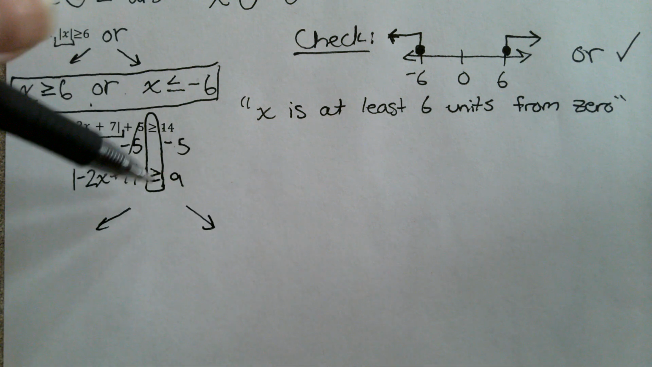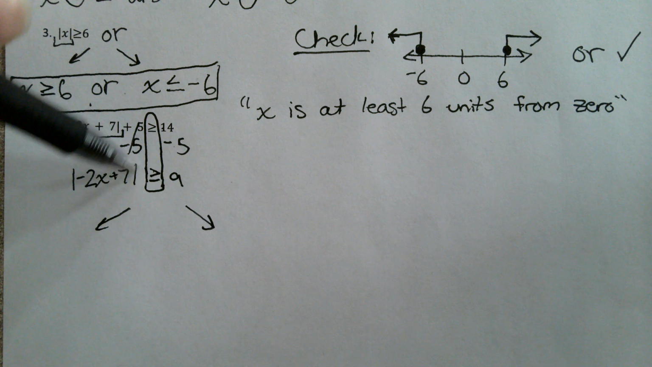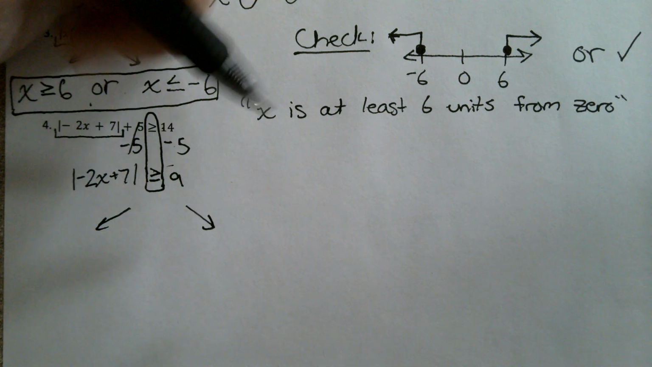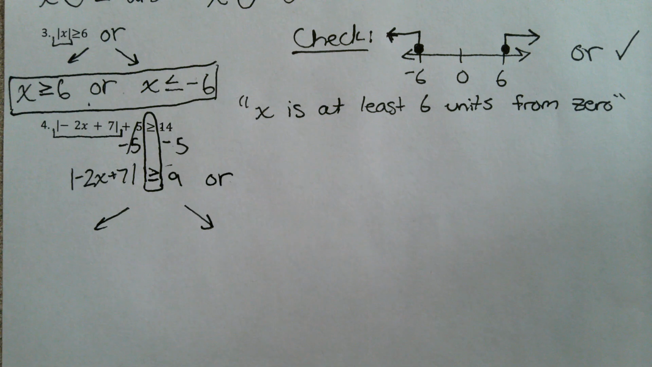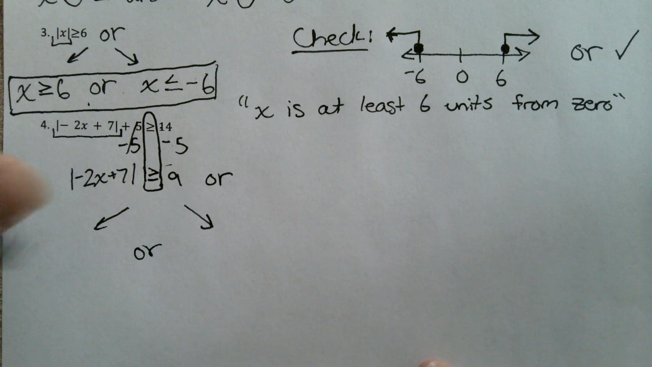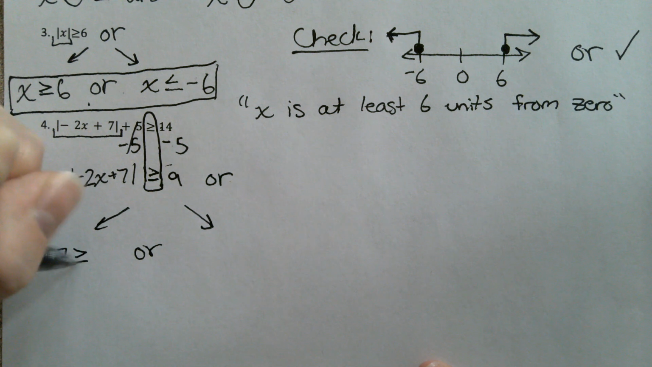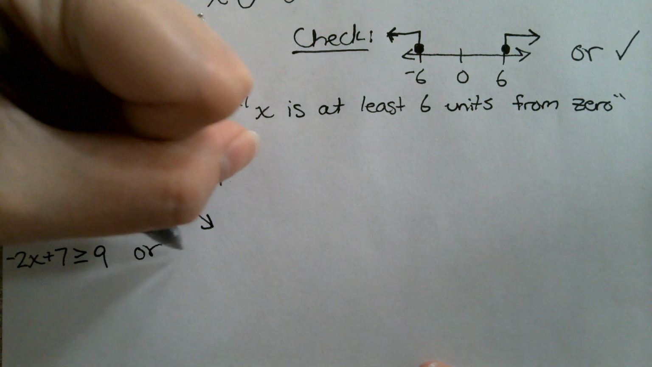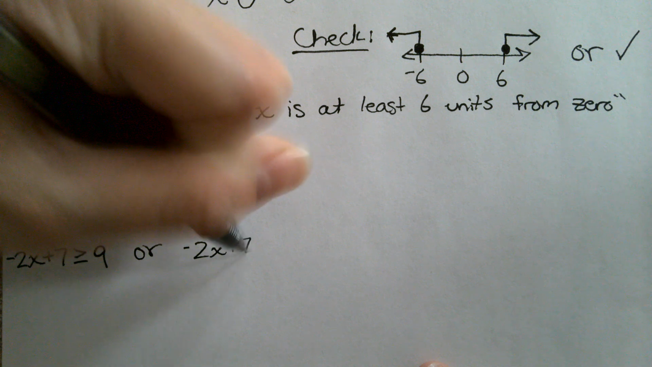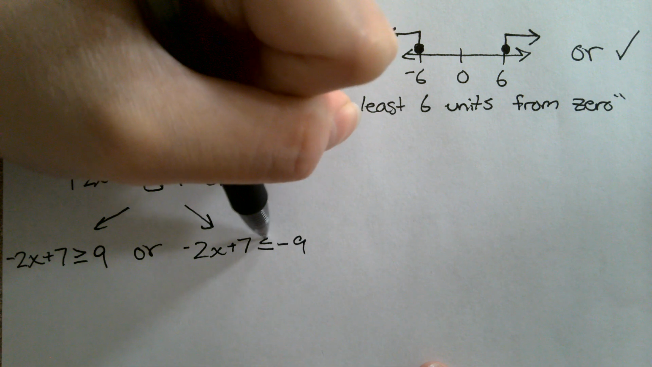Before I do that, I want to figure out and or. This is greater than or equal to, greater, or. So this is an or statement. Now I'll bring this down. Just drop the absolute value for the first one. Negative 2x plus 7 is greater than or equal to 9. Or negative 2x plus 7 is, flip it, less than or equal to negative 9.